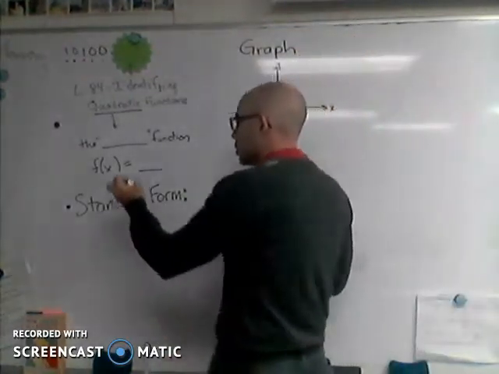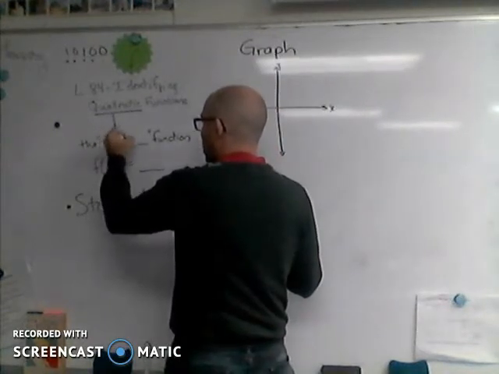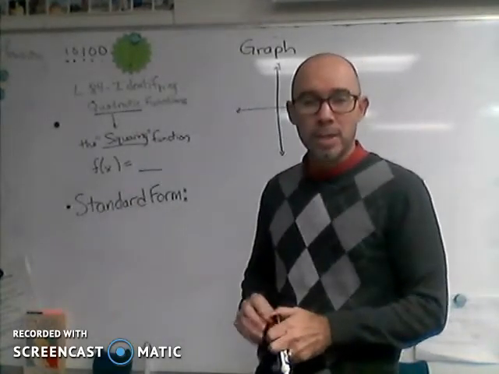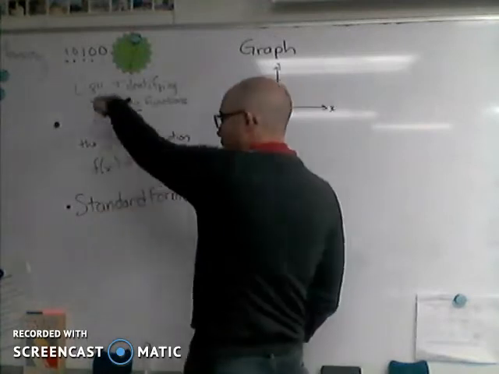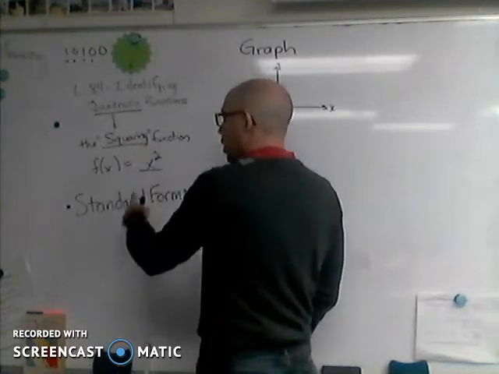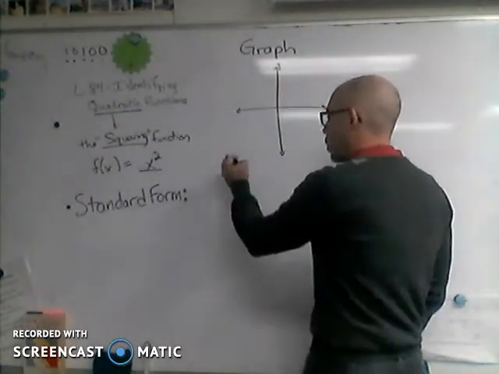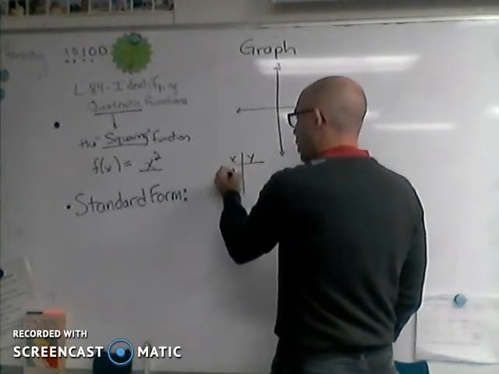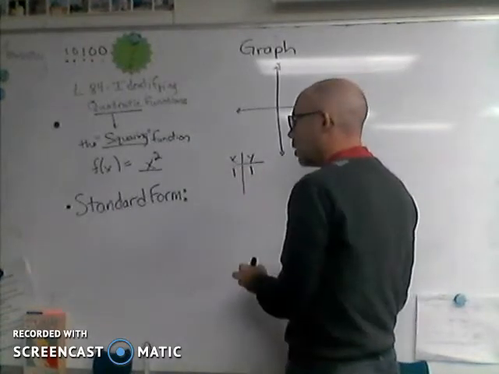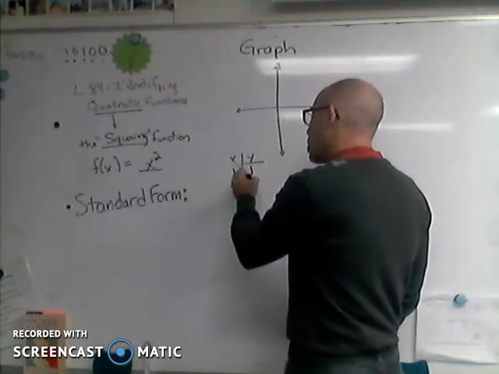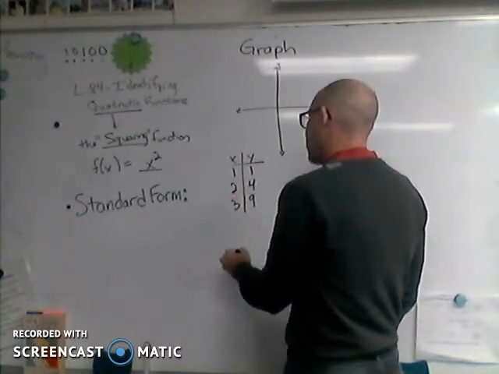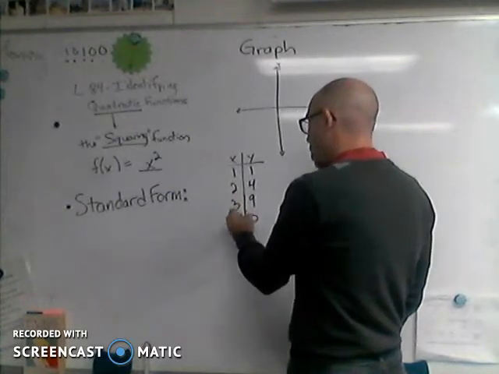Quadratic functions start off with something called the squaring function. And we're going to write it like this with this f of x business. That is, we're going to plug in something into our math machine here, and then out's going to come something else. So let's make an xy chart. If I plug in a 1 into this squaring function, out comes 1 squared, or 1. If I plug in a 2, out comes a 4. If I plug in a 3, out comes a 9. If I plug in a 0, out comes a 0.